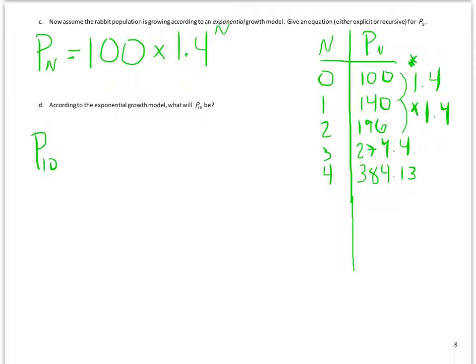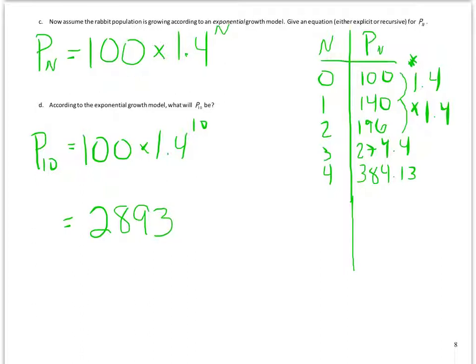Calculating P10 is pretty easy. I just replace the n in the formula with a 10. So I have 100 times 1.4 to the 10, which is 2,893 if I round up, rabbits.